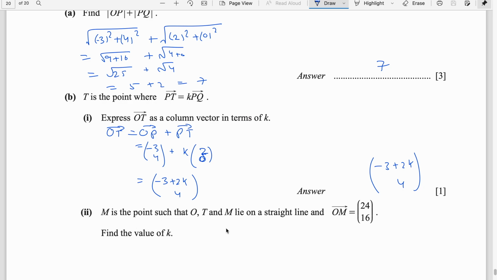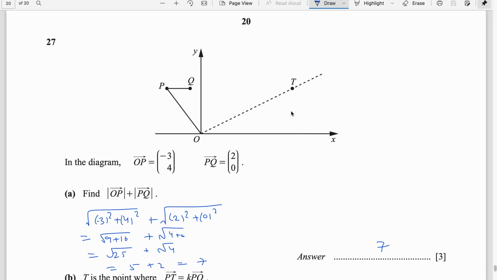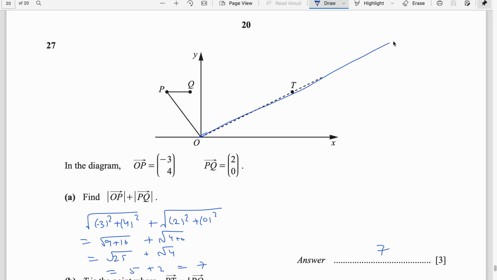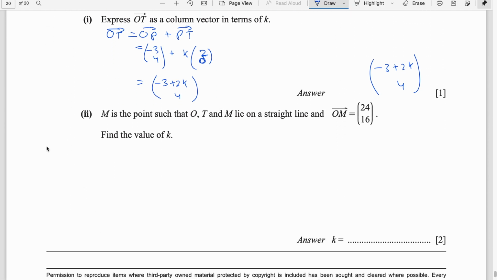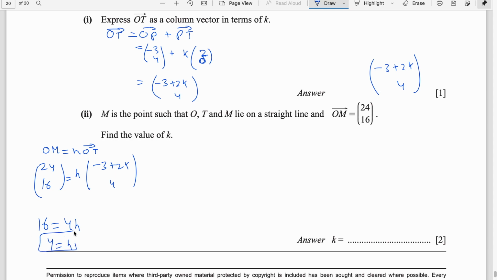M is the point such that O, T, M lie on a straight line and OM is (24, 16). So M lies on this line OT somewhere. So we can say that OM is h times OT. OM is already given, (24, 16). This is h times OT, which is (-3 plus 2k, 4). We have unknowns in the x part, and we can find h using the y parts. So 16 equals 4h. 16 by 4 is 4. h is equal to 4.